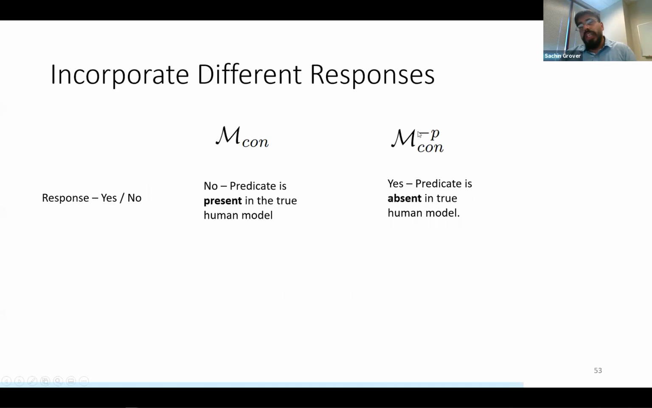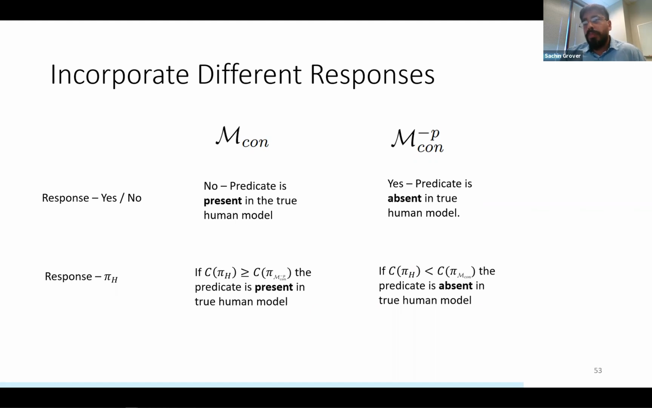Looking at what the responses can be, the easiest response for the human could be if we construct a simple question: can they go from this initial state to the goal state? If the responses are yes or no, then no would mean that the predicate is present. We want to construct the query in such a way that a no response can only be because the constraint actually exists in the true model. And if they say yes, then it is absent in the true model. Now we have defined how, for one constraint, the robot is able to cut the hypothesis space by half.